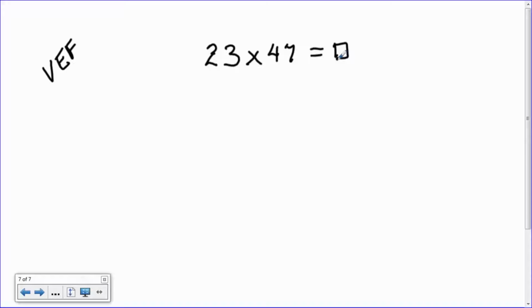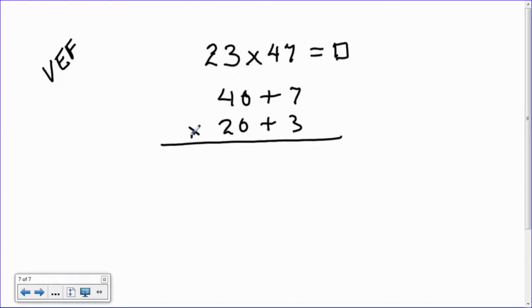Well, I want to figure this out, except I can't handle 23 times 47 all at once. So what is it that I'm going to do? Well, I'm going to split it up. I'm going to put my multiplicand on top, and I'm going to write it as 40 plus 7. And I'm going to put my multiplier on the bottom, although it doesn't have to be because of Piaget's conservation of number. So I'm going to write it as 20 plus 3. And now I've split the 23 into 20 plus 3 and the 47 into 40 plus 7.